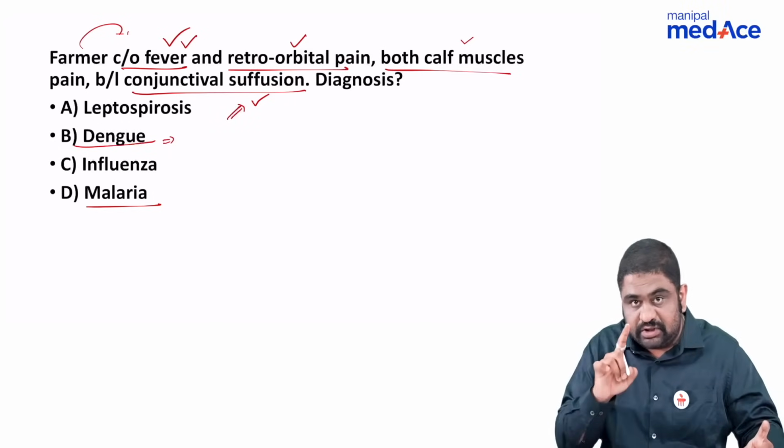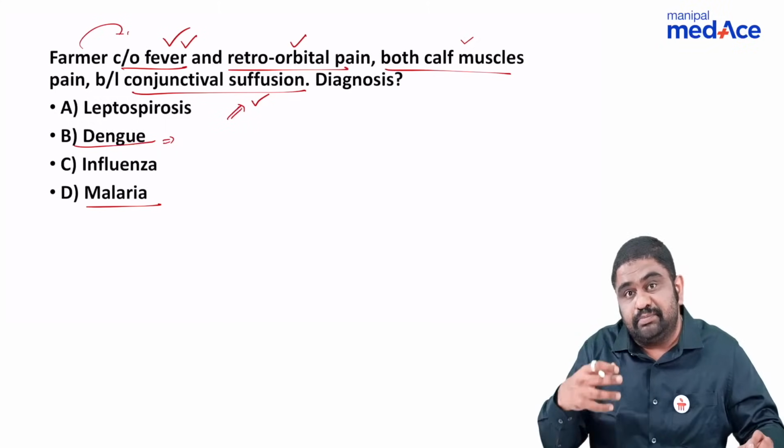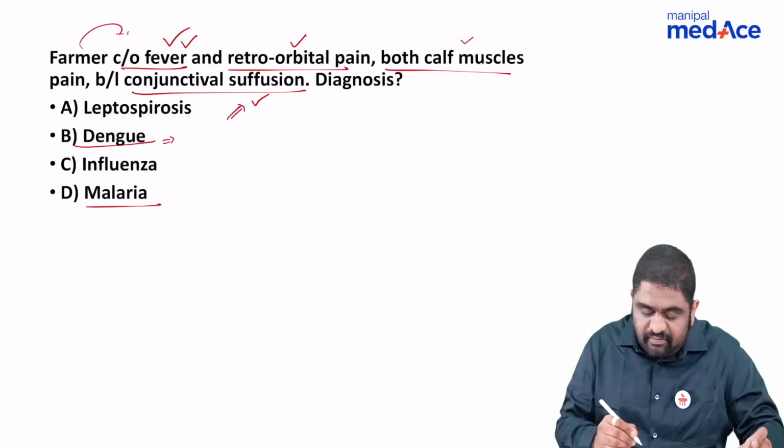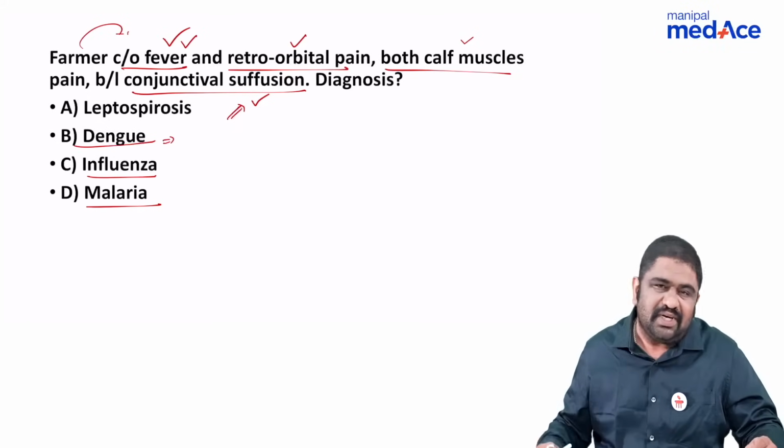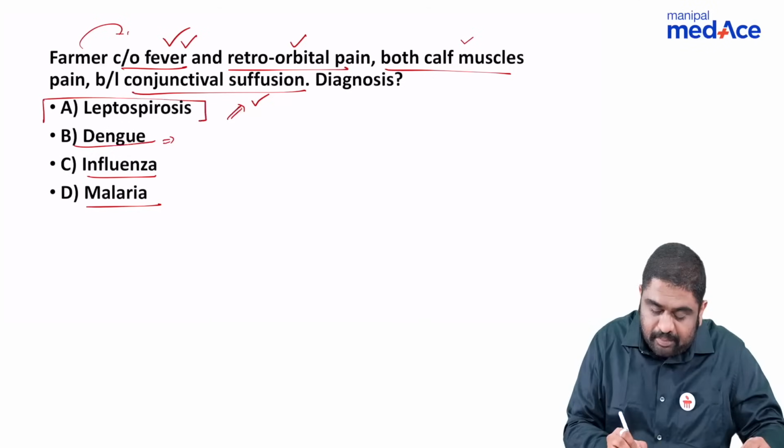Dengue is known for causing breakbone fever. The fever can be very painful, in such a way that the pain can feel as if the patient's bones are breaking. But if you look at influenza, influenza does not cause such a severe picture. Now, the answer can be Leptospira.